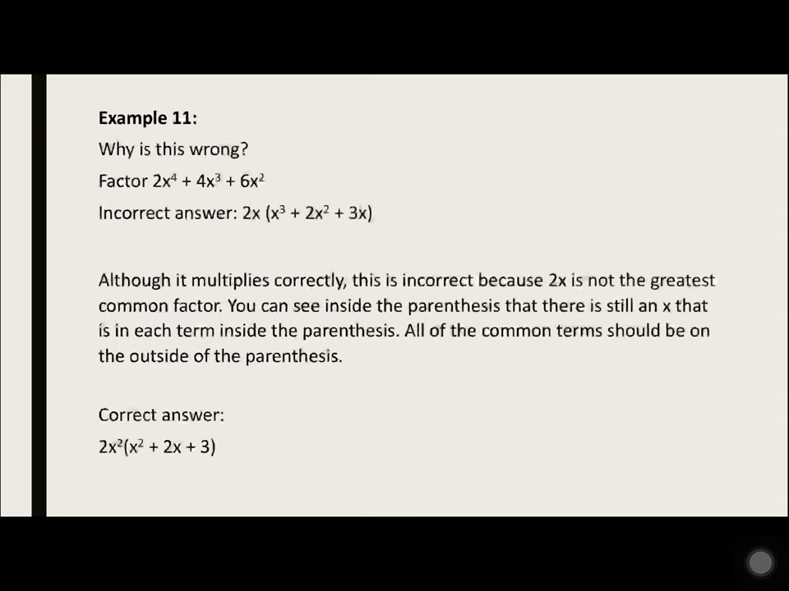Correct is 2x squared. They all have a 2x squared. 2x squared times x squared, 2x to the 4th. 2x squared times 2x, 4x cubed. 2x squared times 3, 6x squared. And we can see no common factors inside now. That's the end.